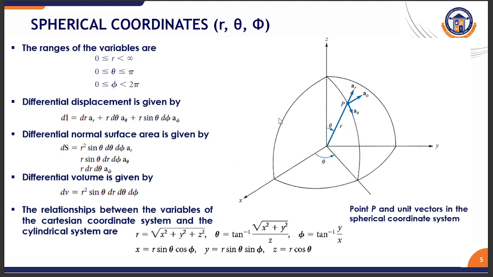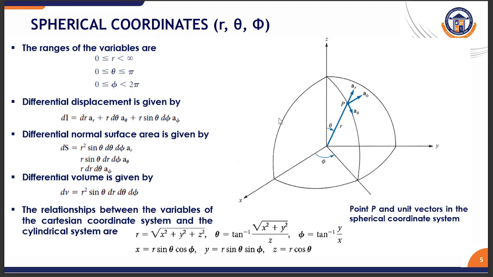And then the differential normal surface area. By keeping r constant, that is a spherical surface, ds is defined as r square sin theta d theta d phi a r vector. And by keeping theta constant, that is a conical surface, ds is equal to r sin theta dr d phi a theta. By keeping the vertical plane, that is phi, constant, ds is r dr d theta a phi.